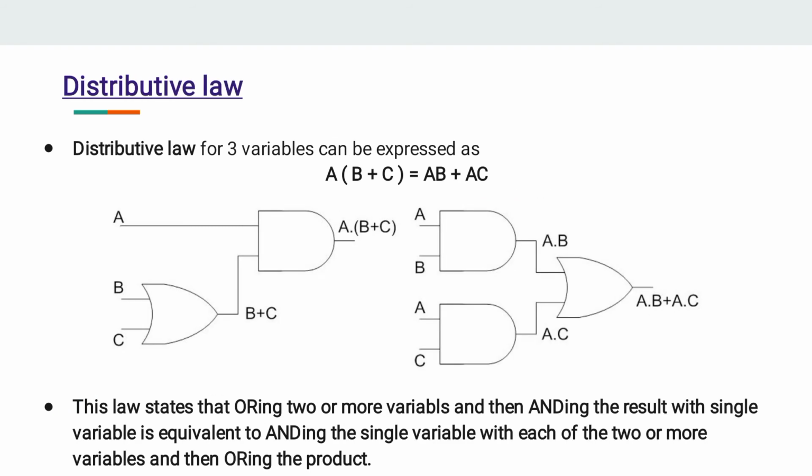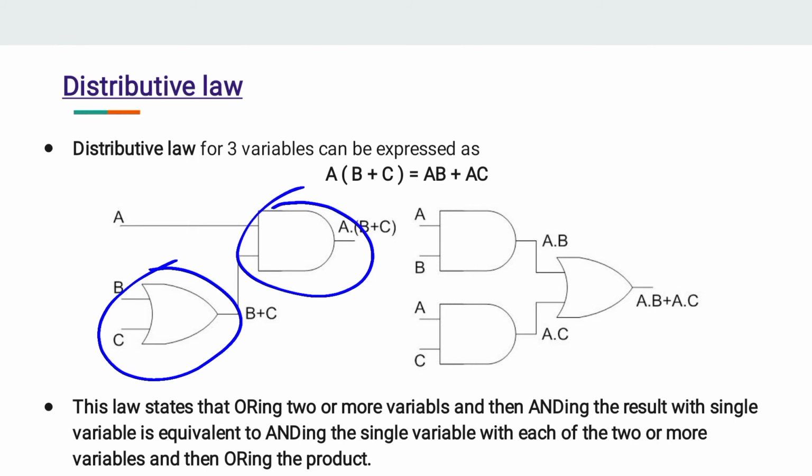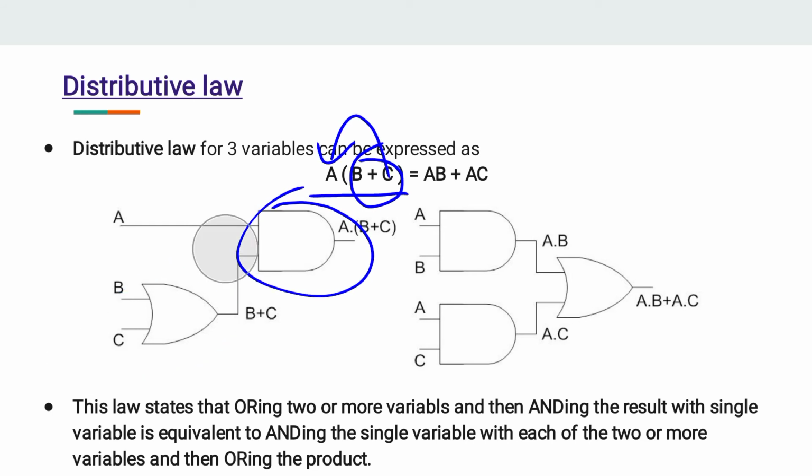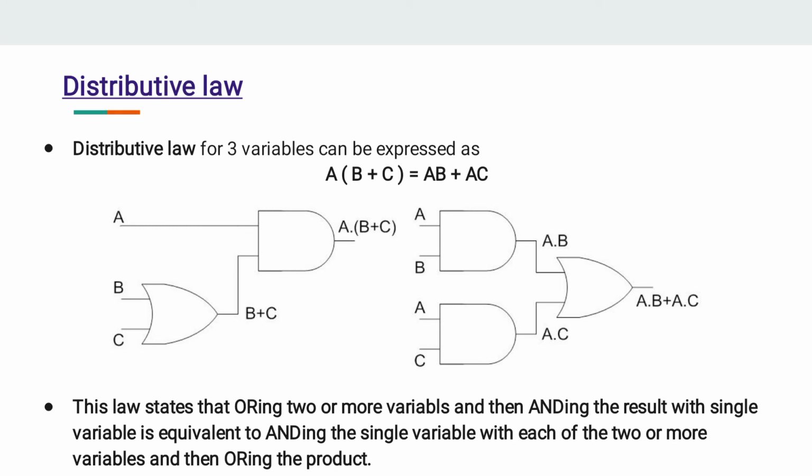So the last one is the distributive law. The distributive law for three variables can be expressed as follows. In this we are going to combine the OR and AND operations. We take the OR gate and the AND gate. Here we have A into B plus C, where first we make the OR operation, then whatever output we get is ANDed with A. This is equal to A into B plus A into C.